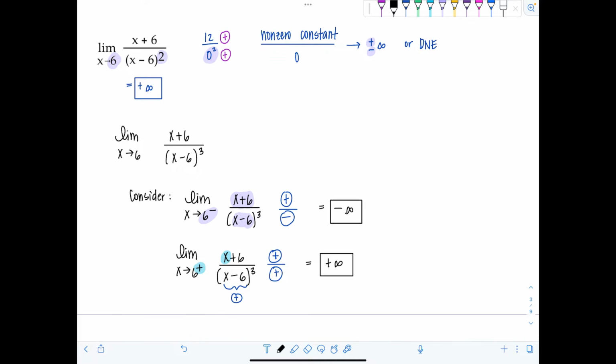Okay. But notice the original problem that I posed was a two-sided limit. Two-sided meaning they didn't tell me if it was from the left or from the right. So notice the limit from the left of 6 is negative infinity, but the limit from the right of 6 is positive infinity. They're not the same. So what does that tell me about the two-sided limit? This limit does not exist. All right. I don't put equals does not exist because it doesn't equal anything. It just does not exist.